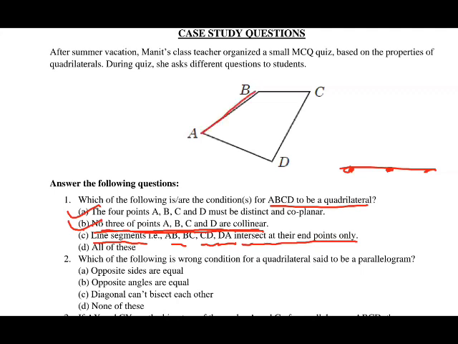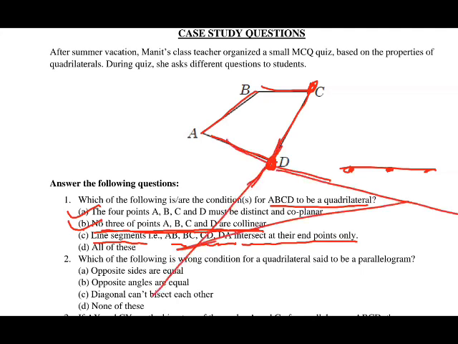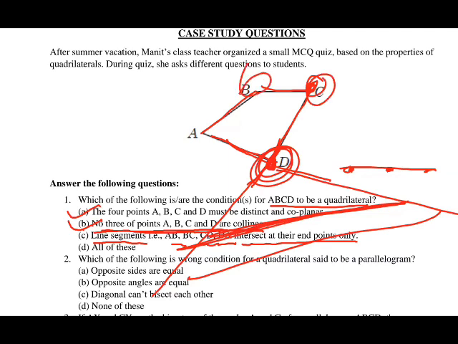AB, BC, CD, DA can intersect only at the endpoints, correct? Yes. They do not intersect elsewhere. They cannot cut anywhere else, right? Even if you produce this anywhere to infinity, they cannot cut it, right? These two cannot meet. They just can meet at this point, this point, this point, and this point. That's all. Understood? So it is right.